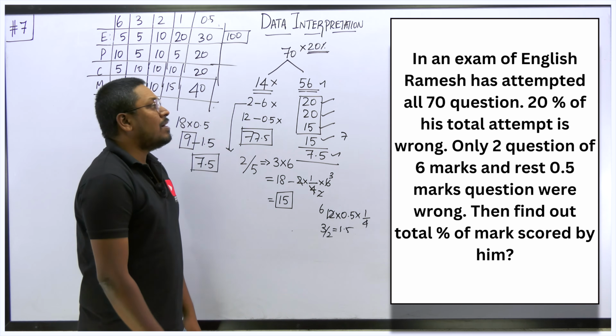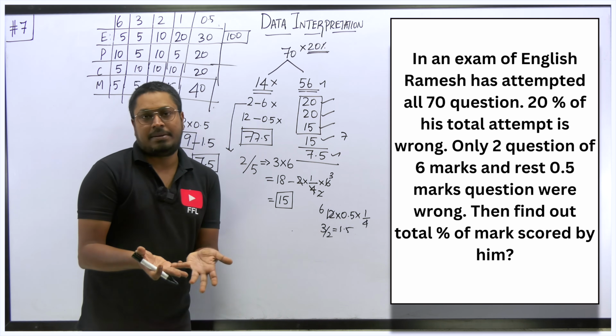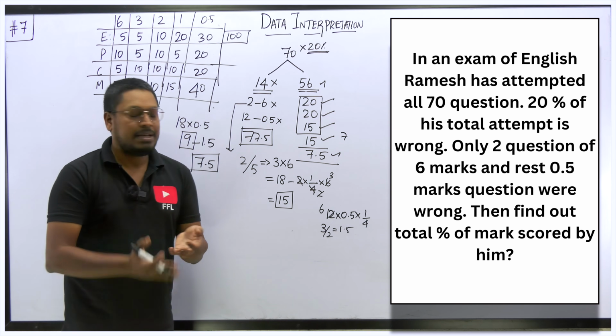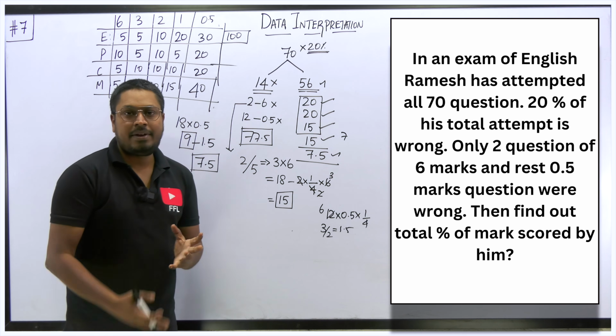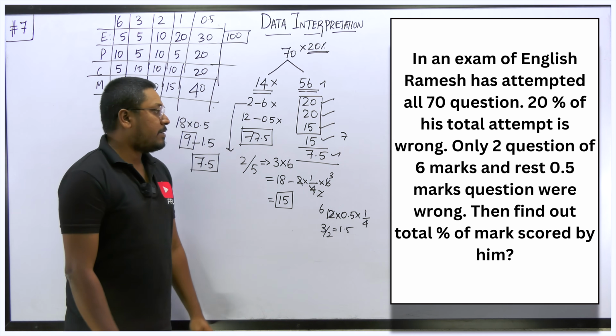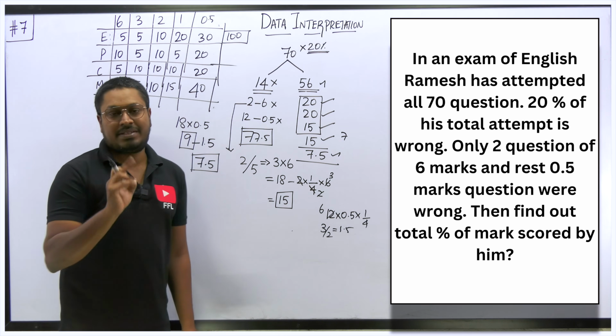And they have asked what is the total percentage. We know that it is out of 100 marks. So if you are getting 60 out of 100, then what is your percentage? 60%. So out of 100 he is getting 77.5, then what is the percentage? 77.5% will be the answer, right? So that will be the answer for the first question.